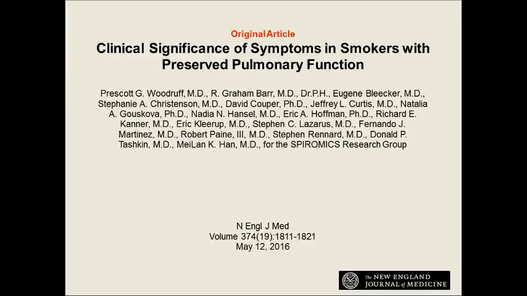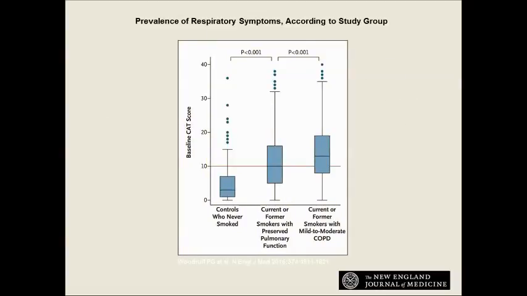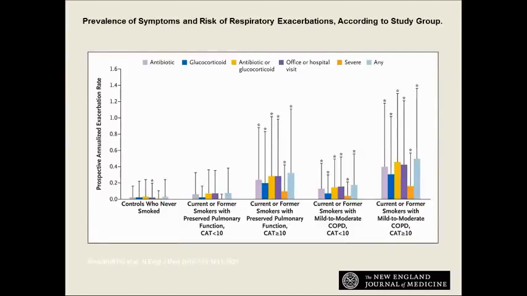I'll just show you some of the slides from that SPIROMICS study, which was published in the NEJM. As an overview, we know COPD diagnosis rests on chronic symptoms and airflow obstruction, but many patients have chronic COPD symptoms but no obstruction, and this study looked at those patients. You can see here respiratory symptoms in patients. These are controls who never smoked. These are current or former smokers with preserved lung function, meaning they have a normal ratio and a normal FVC and FEV1. And then current or former smokers with mild to moderate COPD. You can see this group falls in between, so they're not normal. Although they have normal spirometry, they have abnormalities on the symptom score, and the risk of respiratory exacerbations is also higher in this group of patients. So normal by definition, but they have increased symptoms, increased exacerbations.